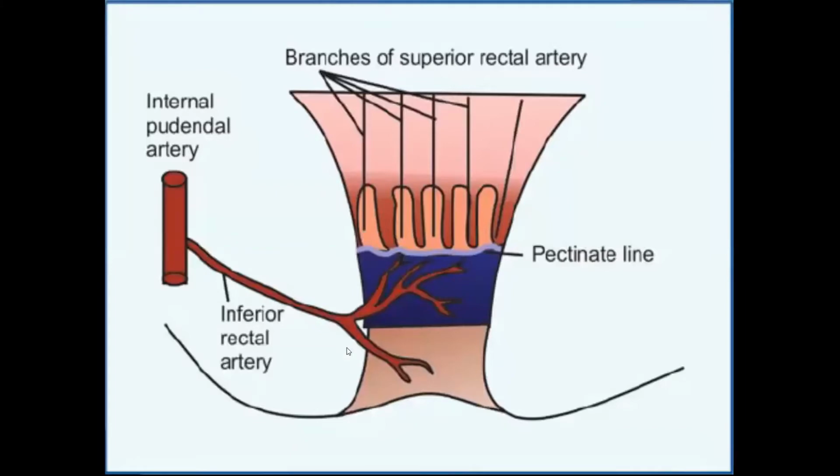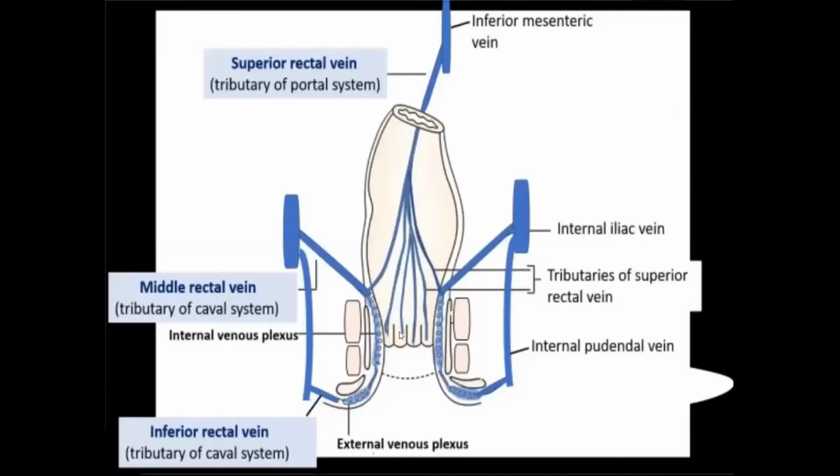You see, this is the blood supply of the anal canal. This is the internal pudendal artery and the inferior rectal artery, which supply the area below the dentate line. You see a branch of the superior rectal artery supplies the area above the dentate line. This picture confirms what we discussed earlier. This is the venous drainage, below and above the dentate line. The veins follow the arteries with the same corresponding names. Clear? Yes.